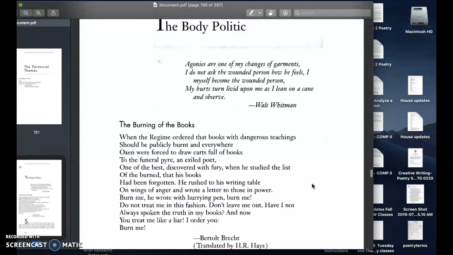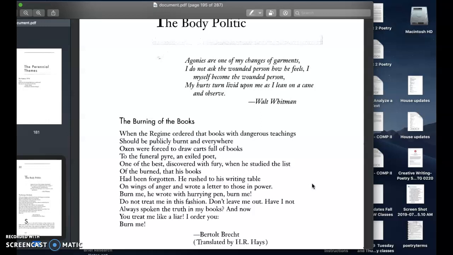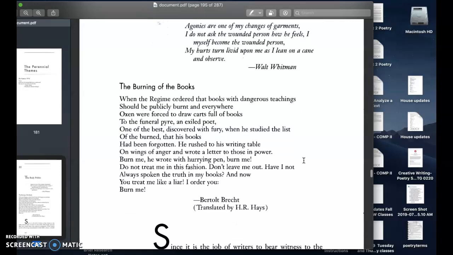The body politic. He starts us off in this chapter, chapter 22, with a lovely quote by Walt Whitman: "Agonies are one of my changes of garments. I do not ask the wounded person how he feels. I become myself the wounded person. My hurts turn livid upon me as I lean on a cane and observe."